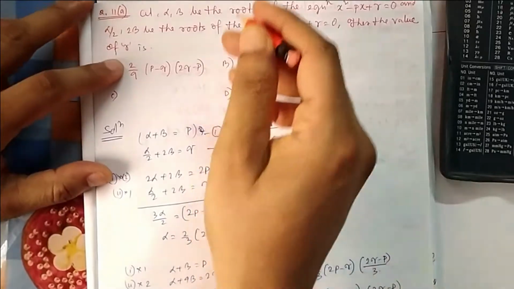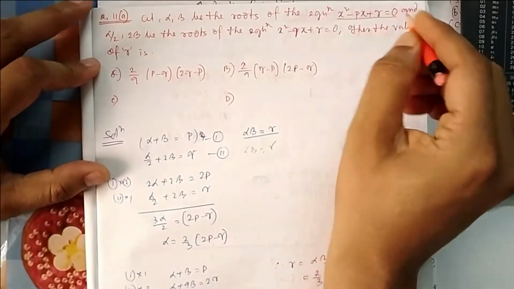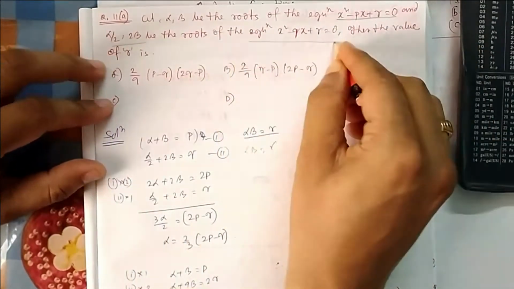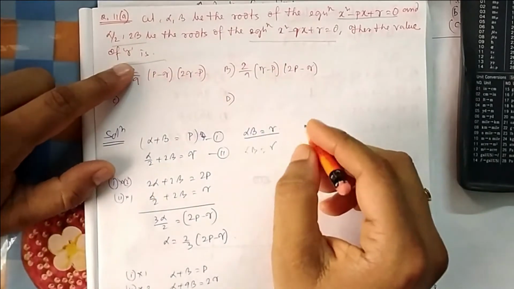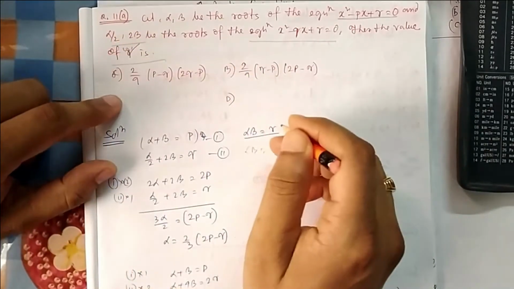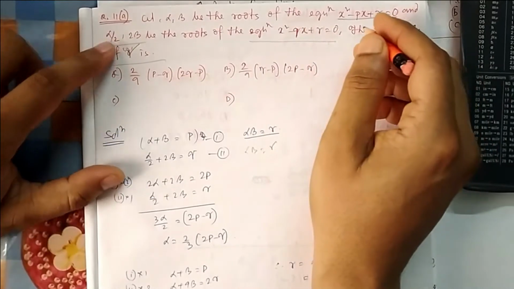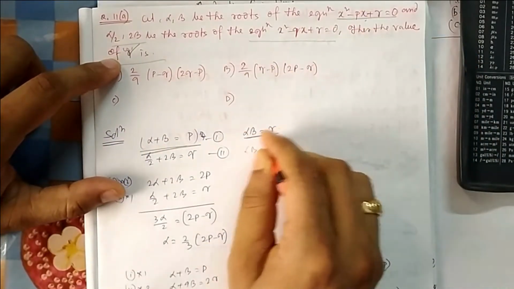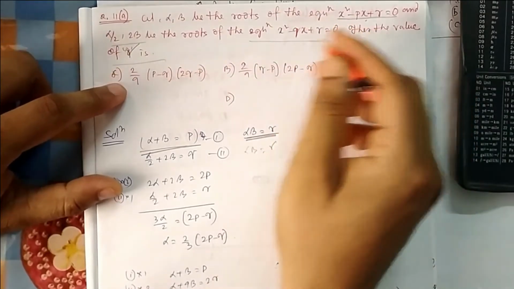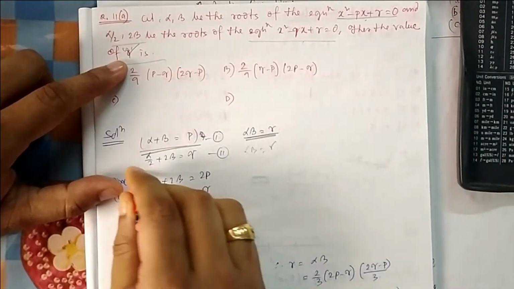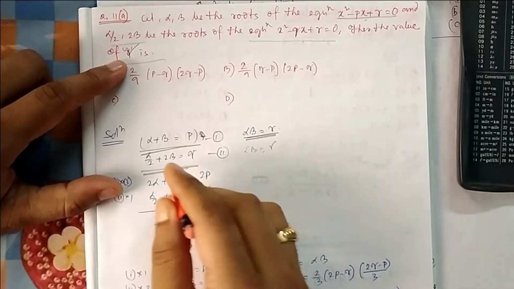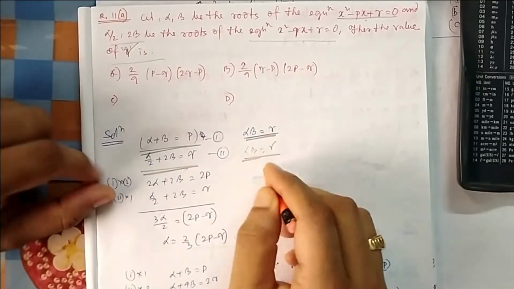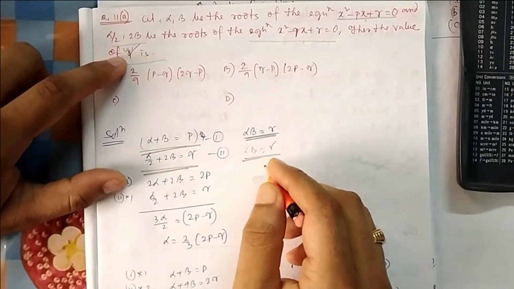Now this one: alpha, beta are the roots of this equation, and these are the roots of this equation. Then find the value of gamma. So this is easy. You can find the sum of these two roots. Alpha plus beta is equal to this one, and the product is this one. And here also the sum of these two roots is this one. If you take the product, 2 will get cancelled, you will get the same expression. Now what do you need to find? You need to find gamma.